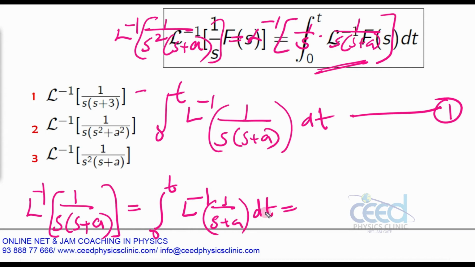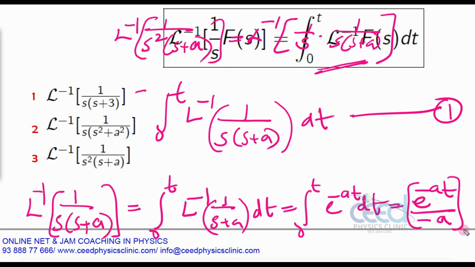So that result is Laplace inverse of 1 by s plus a, that is e raised to minus at, right? So integral 0 to t e raised to minus at dt. On integration we have e raised to minus at divided by minus a, which on substituting the interval gives minus 1 by a into e raised to minus at minus e raised to 0, that is 1.